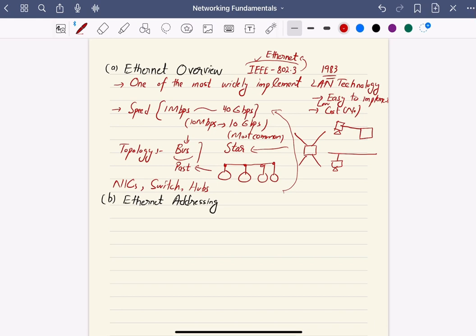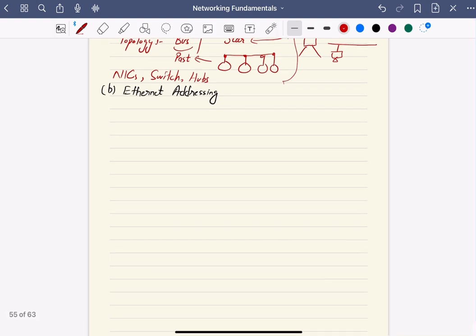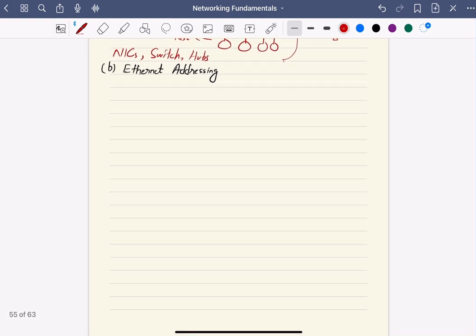Now let's see Ethernet addressing, how computers communicate with each other in Ethernet. For communication in Ethernet, computers need to use MAC addresses, because Ethernet is basically a data link layer protocol. As you know, in the data link layer we use MAC addresses, the physical addresses of the devices.